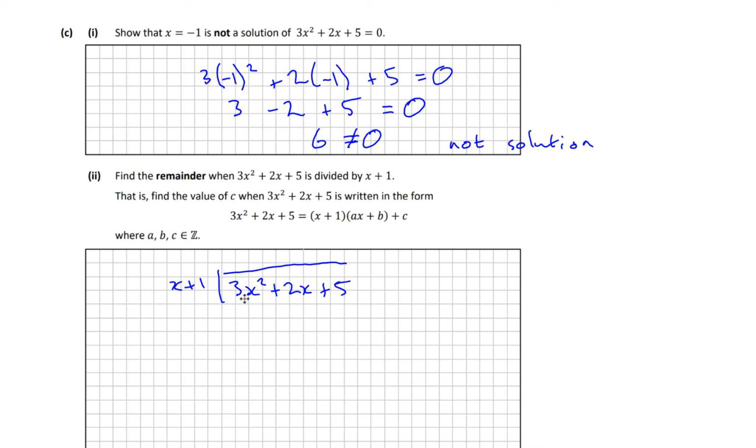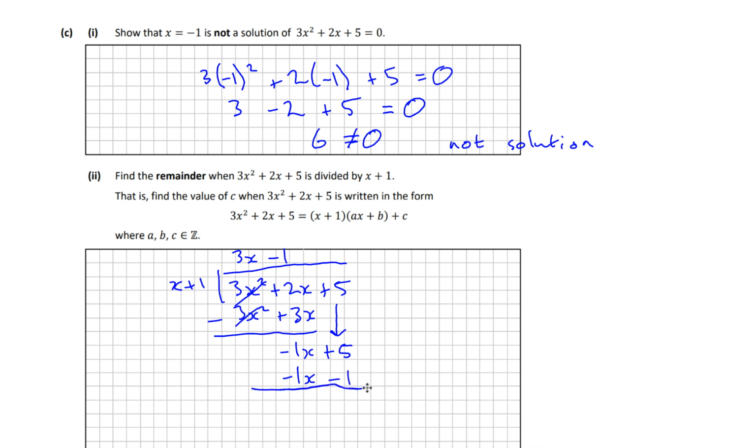So what do I multiply x by to get 3x squared? Well, that would be 3x. 3x times x is 3x squared. 3x times 1 is 3x. So now I'm going to subtract. 3x squared minus 3x squared, they cancel. 2x minus 3x is minus 1x. I drop down my plus 5 now. And I start again. x into minus x goes minus 1 times. Minus 1 by x is minus 1x. And minus 1 times plus 1 is minus 1.